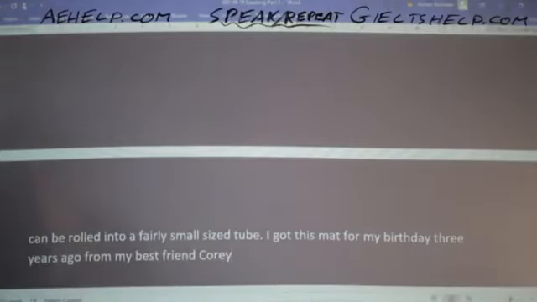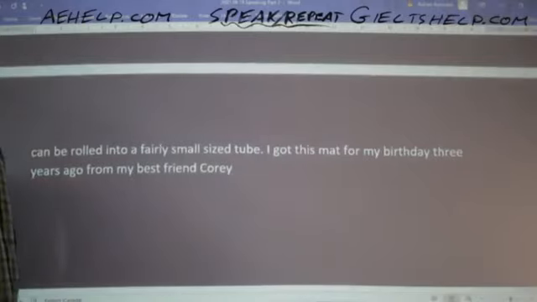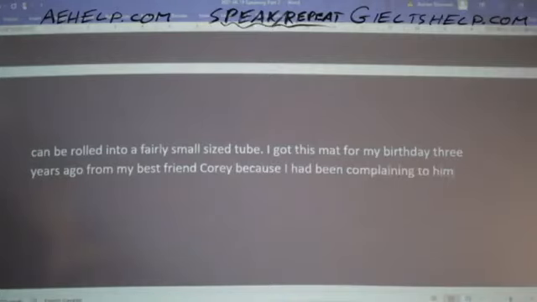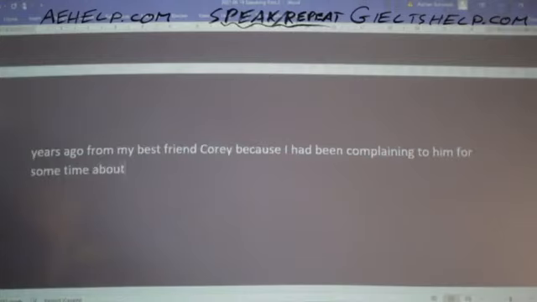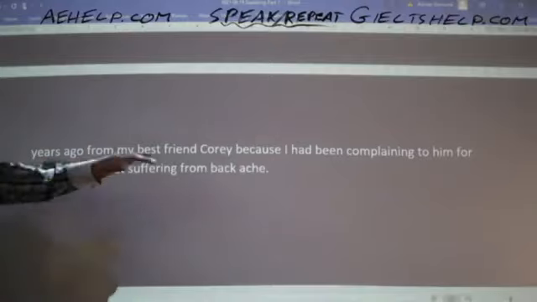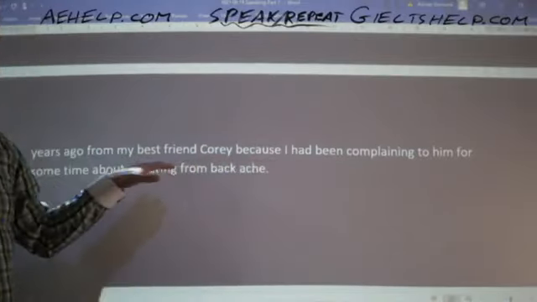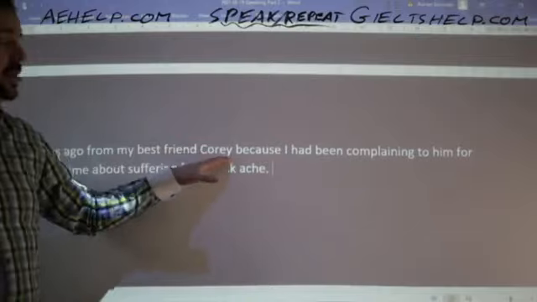Give some more description. So I got this mat for my birthday 3 years ago from my best friend Corey, because I had been complaining to him for some time about suffering from backache. Okay, so including explanations for your ideas is always a good idea.